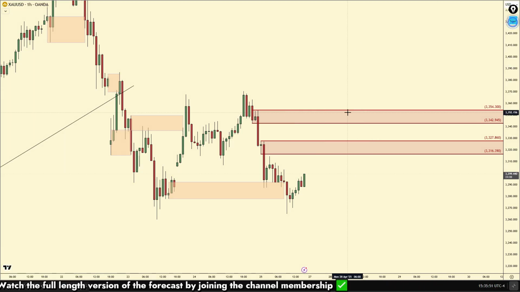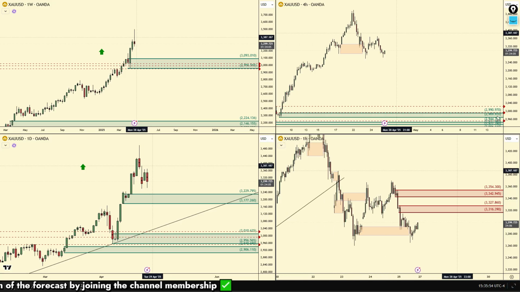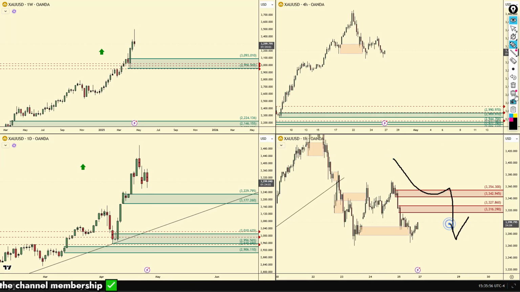So that's what I'll be watching for potential longs, and that would be with the trend. Remember, these 1 hour supply zones are definitely counter trend, guys. I cannot stress that enough.